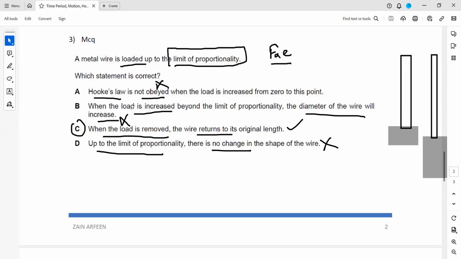Why is B wrong? When load is increased beyond the limit of proportionality, the diameter of a wire will increase. No. When we stretch the object and add a load, the wire's diameter or thickness won't increase. It will decrease. Because when you're stretching something, you will find its area starts to decrease and the length starts to increase. So that's why it is wrong. It should be decrease, not increase.